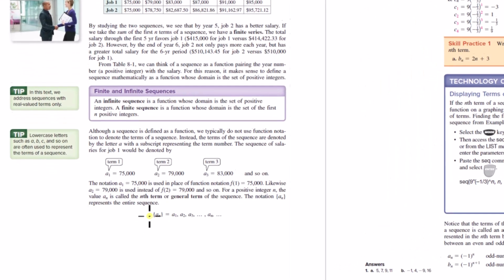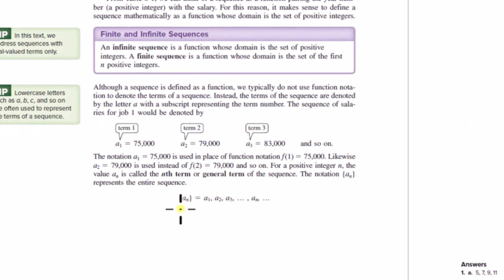You can look at a sequence like this: a sub n. This notation here, this bracket a sub n, represents a sequence. So this is equal to a sub 1, a sub 2, a sub 3, all the way to a sub n. The n tells you the term of the sequence. The a sub n can be written as a function of n, some expression for n. You plug in 1, it gives you the first term. You plug in 2, it gives you the second term. Plug in 3, it gives you the third term. And that's what this is.